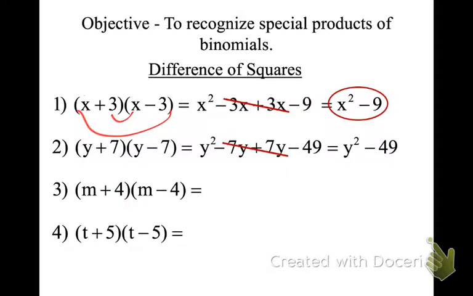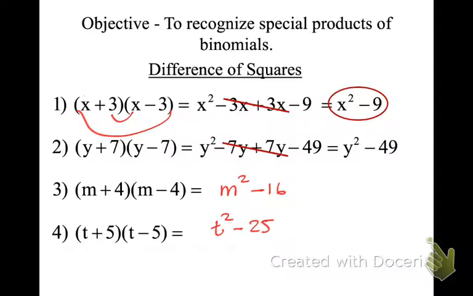So can we predict what number 3 would be? Can we predict, Maxime? It would be m squared minus 16. Good. And the next one, let's go, Greta. T squared minus 25. Perfect.